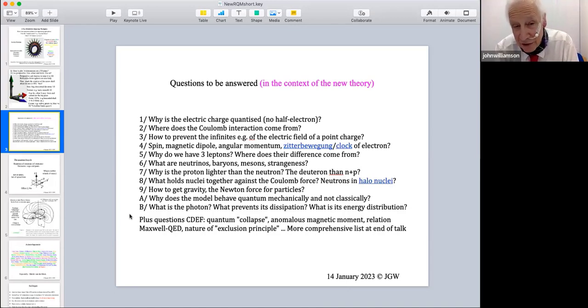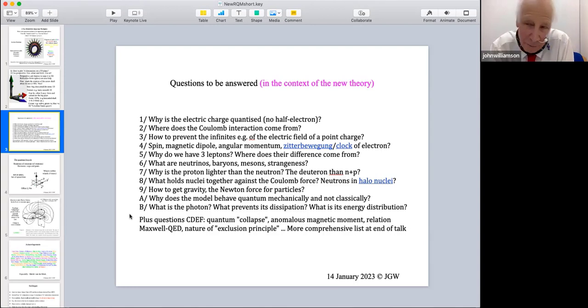Question four is a bit of a cheat question, because it's really four questions. What's spin, what's magnetic dipole, what's angular momentum, and what's the Zitterbewegung clock of the electron anyway? Well, we'll deal with all of those as well. And then the question, why do we have three leptons? Well, that came up in the discussion that followed the conference last week. And I think I've kind of answered that again, but I'll answer again just for people who haven't seen it. And then what are neutrinos, baryons, mesons, and strangeness?